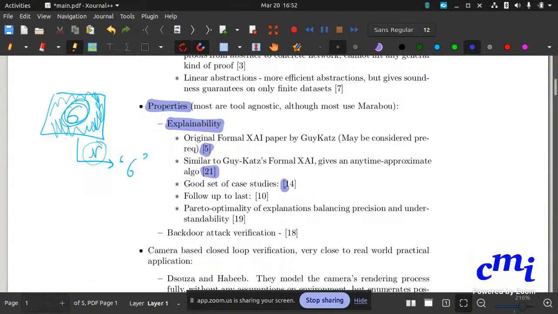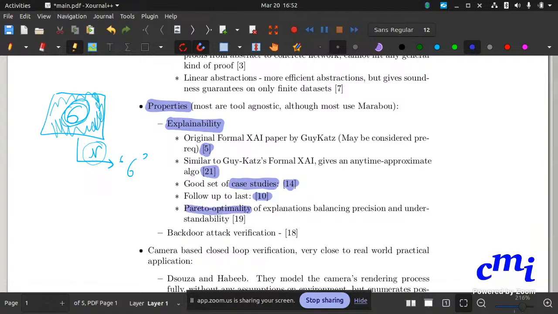There's another set of explanations based on a similar idea. But these guys really went ahead and collected a good set of case studies to understand whether this notion of explanation that was proposed in 5 and 21 really makes sense. And that I think is a very interesting read in 14 and 10. But yeah, so 5 is like a prerequisite for all of these things.